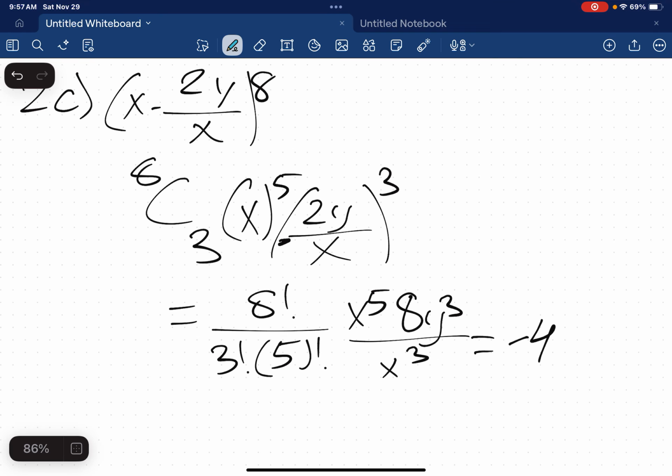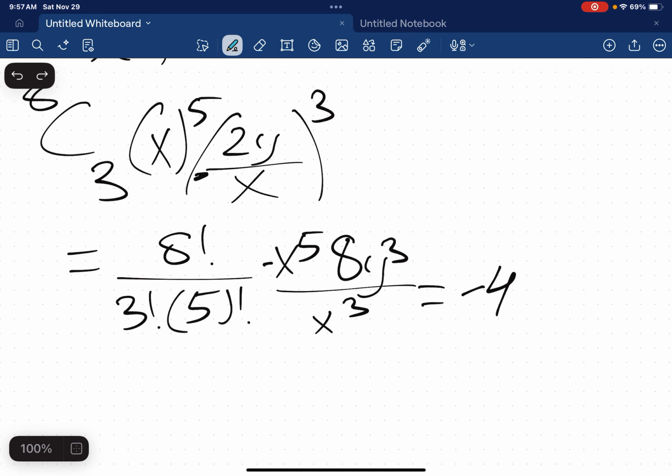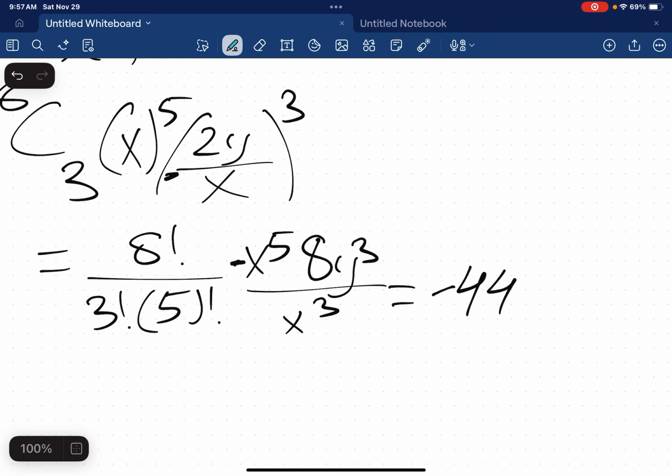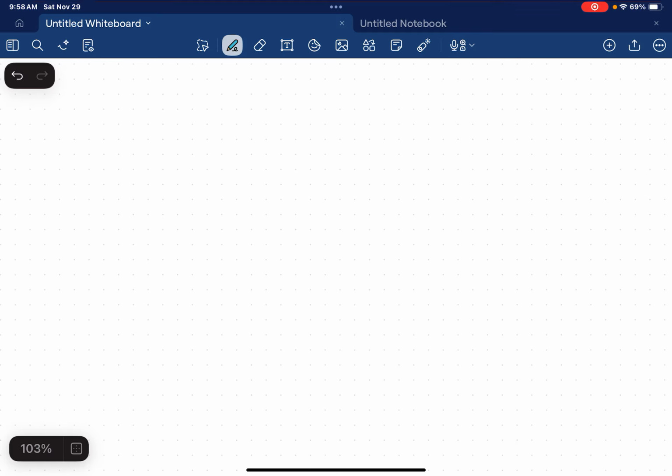Oh, I missed that this is negative. Okay, that explains why that wasn't working. Right, negative 448 x squared y cubed. Okay, on to number 3.